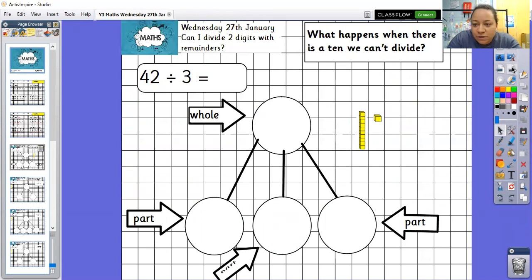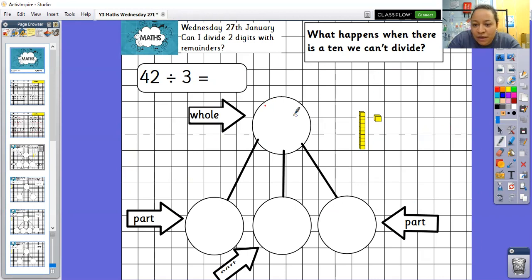Okay, today we're looking at some more division, but today I want us to think about what happens when we have a remainder. So let's have a little look at this one for starters. We're doing 42 divided by 3. Now, if you remember yesterday, what we looked at doing was building the number.